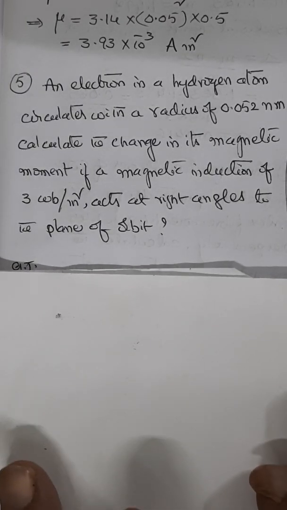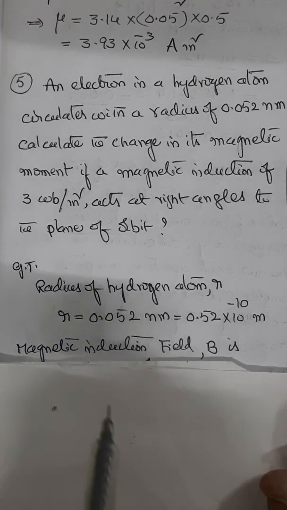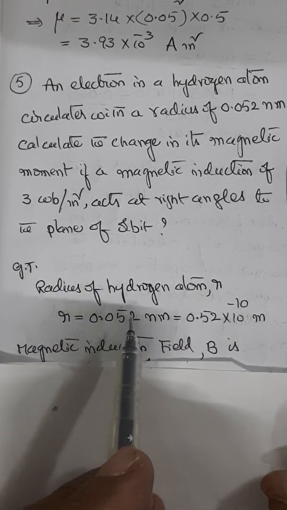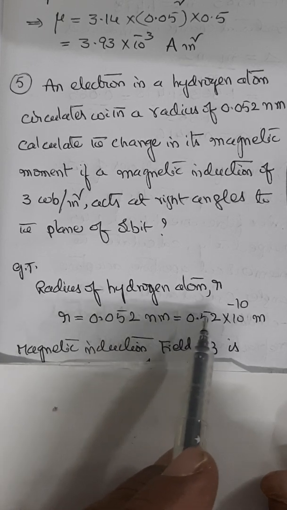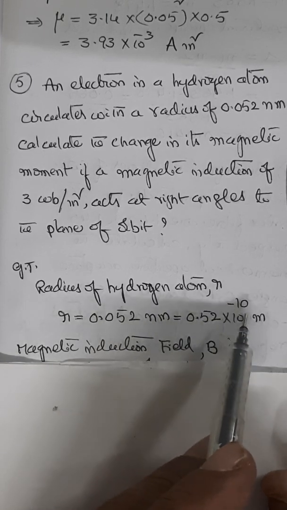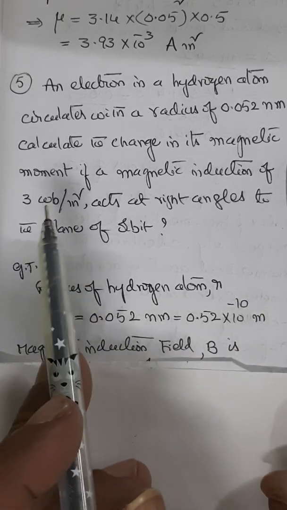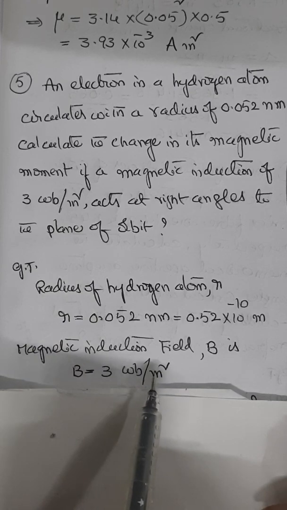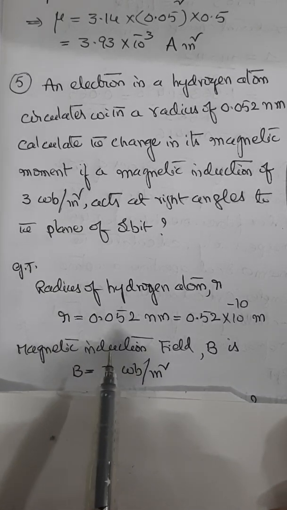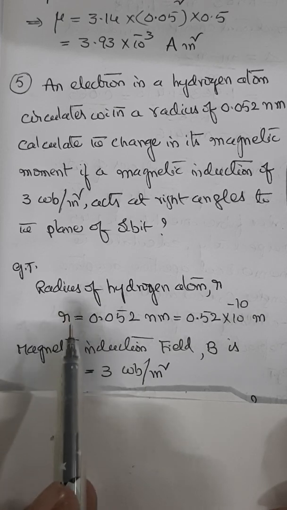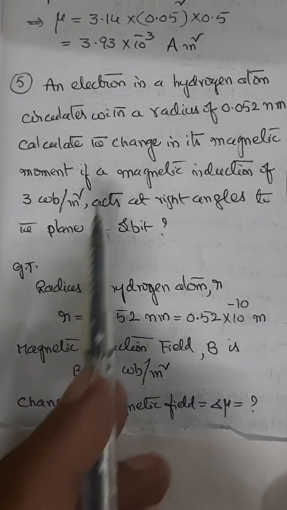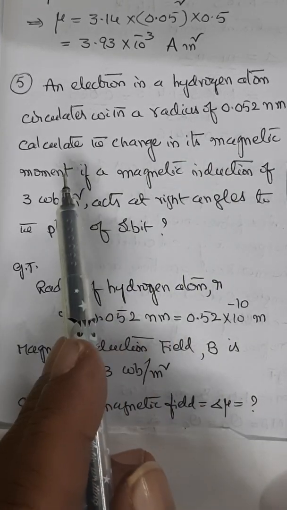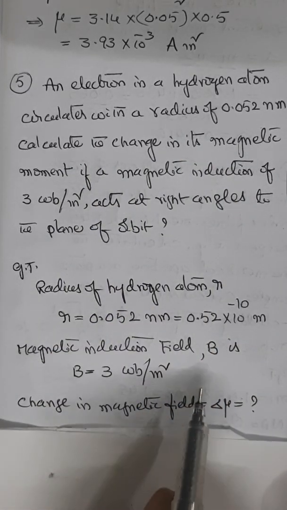So let us note down what is given. Given that radius of hydrogen atom R is 0.052 nanometers. We converted that into meters, that is 0.52 into 10 power minus 10 meters. And magnetic induction value of 3 Weber per meter square, that is B, is given. Right? Now, we have B value and R value. So we have to calculate the change in magnetic moment. Magnetic moment is mu. Change in magnetic moment means delta mu is to be calculated.